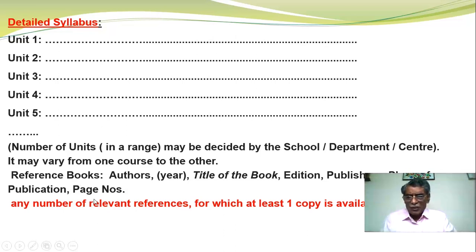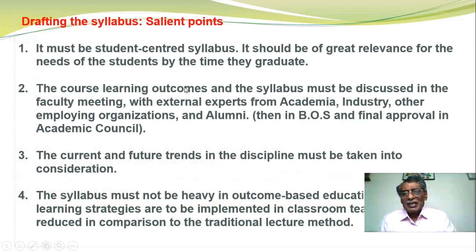And then reference books. So when you give the reference books, at least one copy must be available in your library. Otherwise, there is no meaning of giving those books which are not available, because they are very expensive, some of the reference books. Right? Now, the drafting the syllabus, some salient points I am presenting before you.